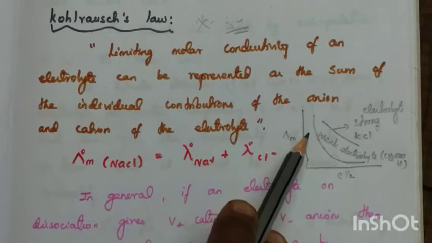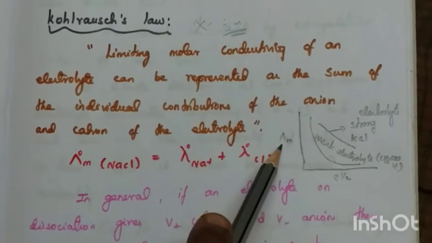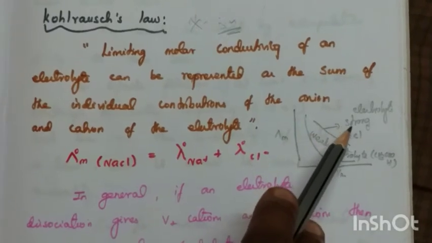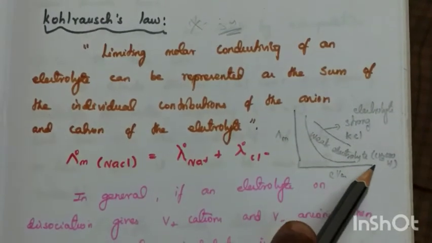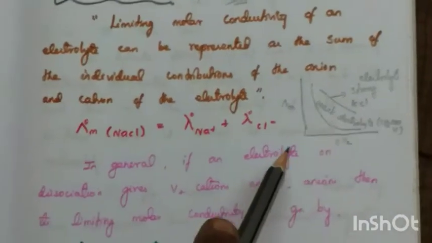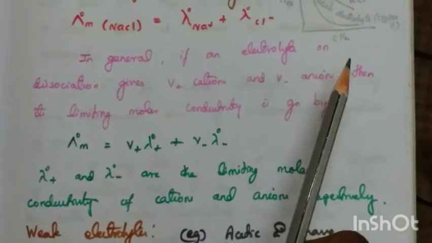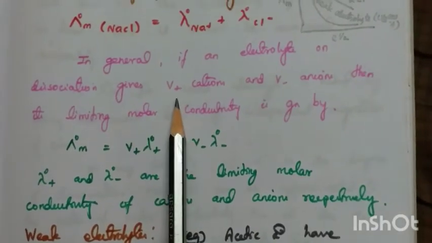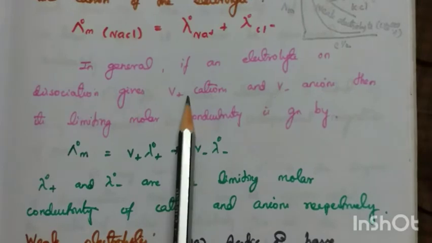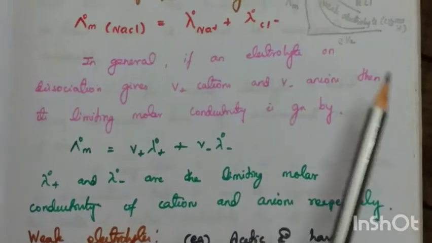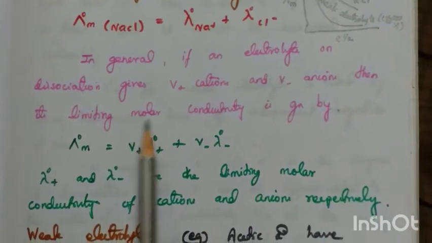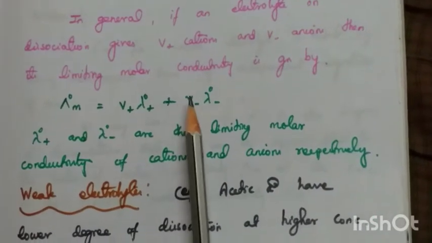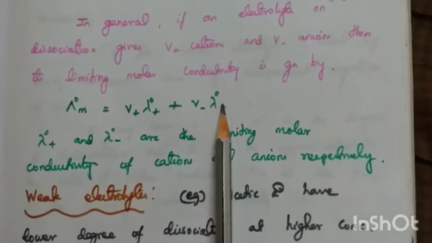Before going to that, if we plot a graph of molar conductivity with C to the half, and we get a straight line, that is for a strong electrolyte. If you get a curve, it is a weak electrolyte. In general, if an electrolyte on dissociation gives V plus number of cations and V minus number of anions, then its limiting molar conductivity is given by the number of moles times the individual molar conductance of the cation plus the number of moles times the individual molar conductance of the anion.